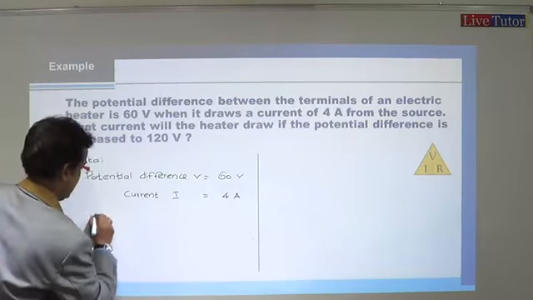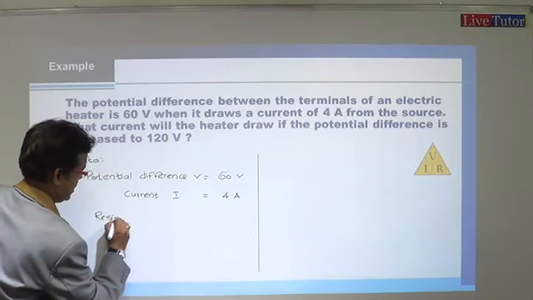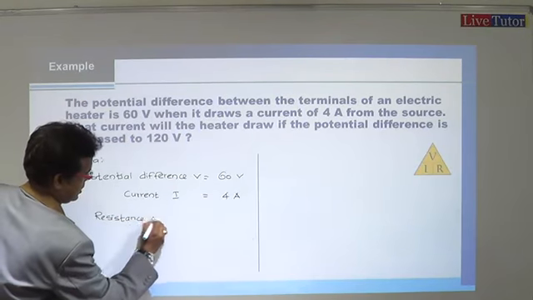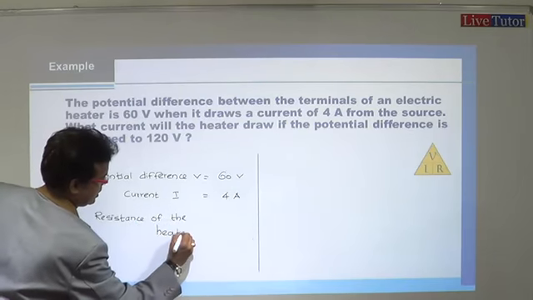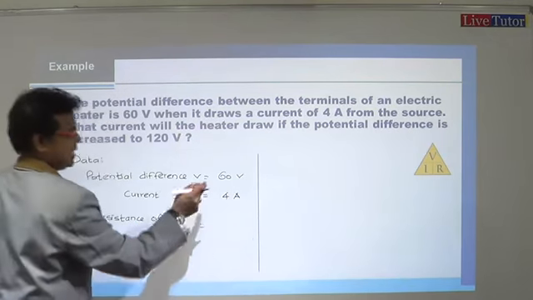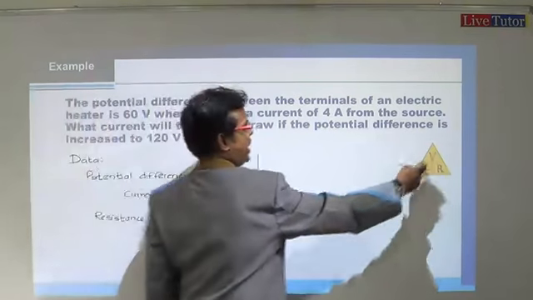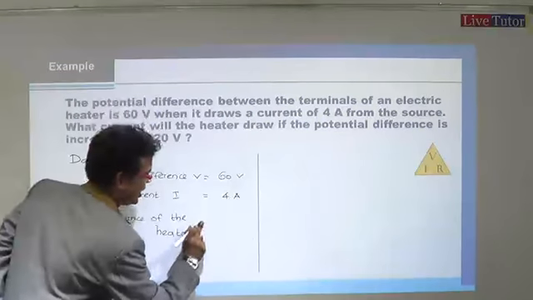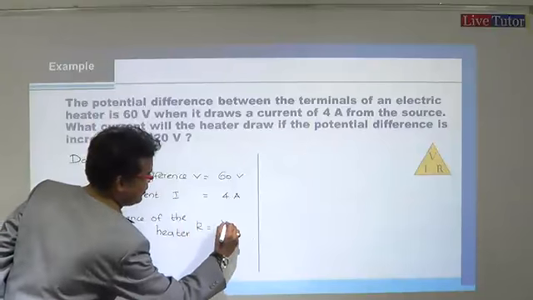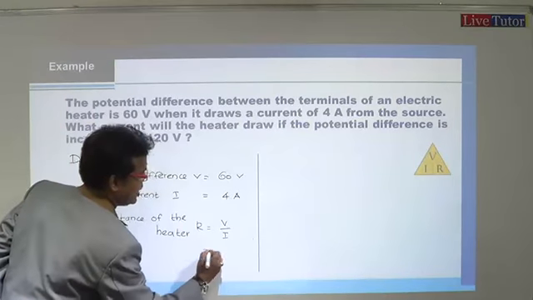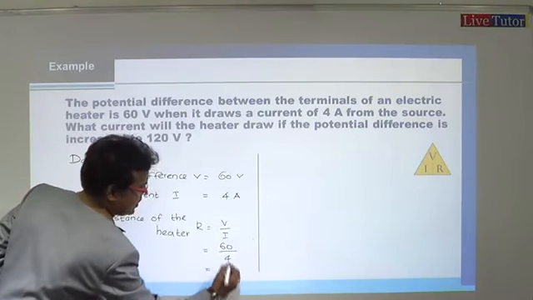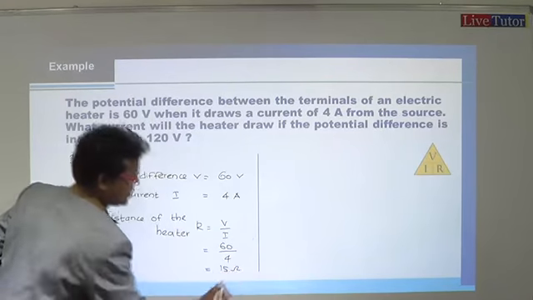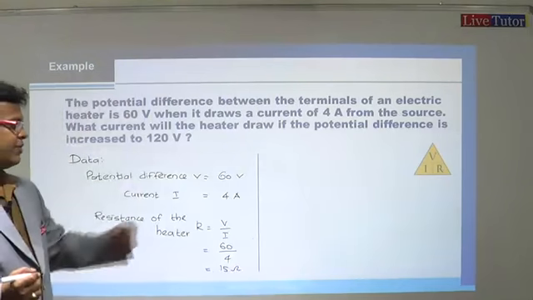So, resistance of the heater. How much is that? It is R is equal to V by I. So, V is here 60 and I is 4. So, 15 ohms. So, resistance of the heater is 15 ohms.